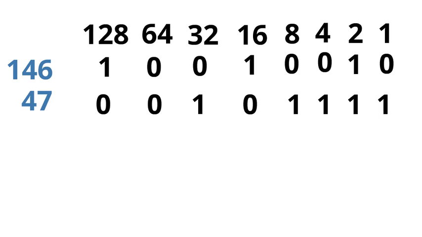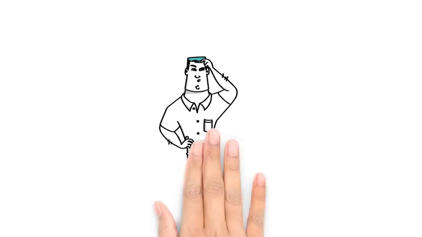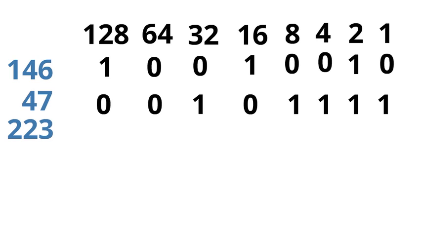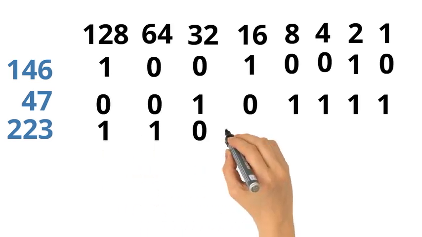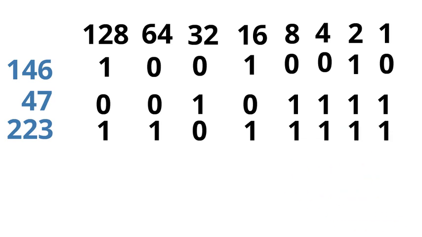Let's try 223. So how'd we do? 223 converted to binary should be 11011111. Okay, by this point, you should be comfortable with converting from decimal to binary.